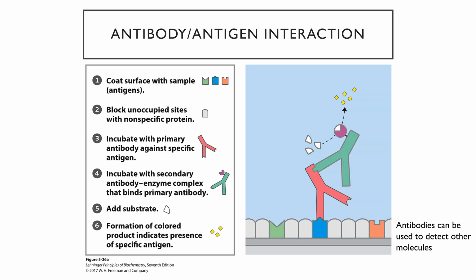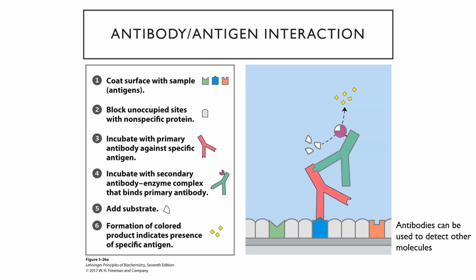And the host's immune system, because you're injecting it with a human protein, will recognize it as foreign, and so it will start making antibodies against that molecule. Then you draw blood from that animal, purify the proteins, and there you have an antibody that's specific for your protein of interest. You can do this with pretty much any type of molecule you want. And then you can use that antibody to locate or study the protein of interest in other samples.